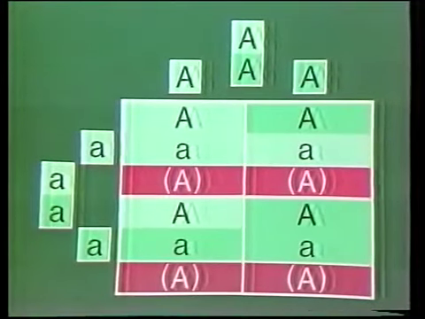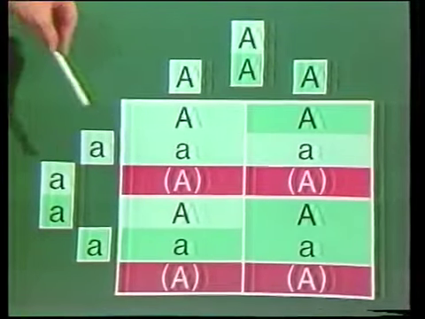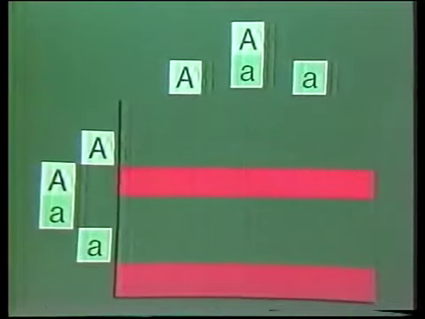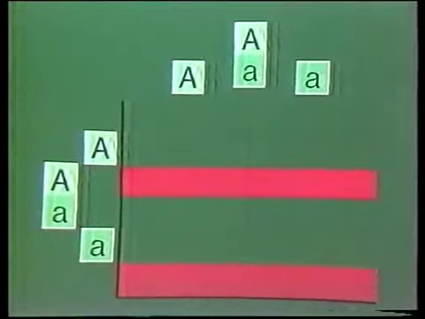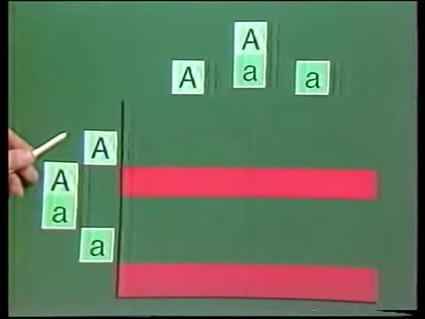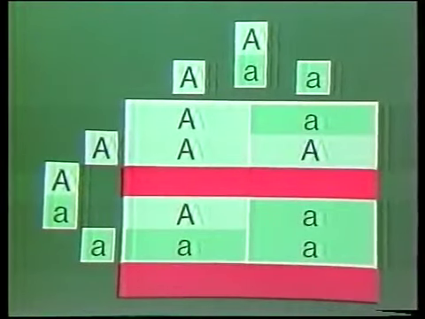But what if we now take two of these types of plant and cross them? Once again, the offspring inherits one gene from each parent. The theory says that genes segregate independently. This is known as Mendel's first law. Moreover, there's a 50-50 chance of the offspring inheriting either one of the two genes. So here are the possibilities. And each of these four possible outcomes has a probability of 1/4 of occurring.